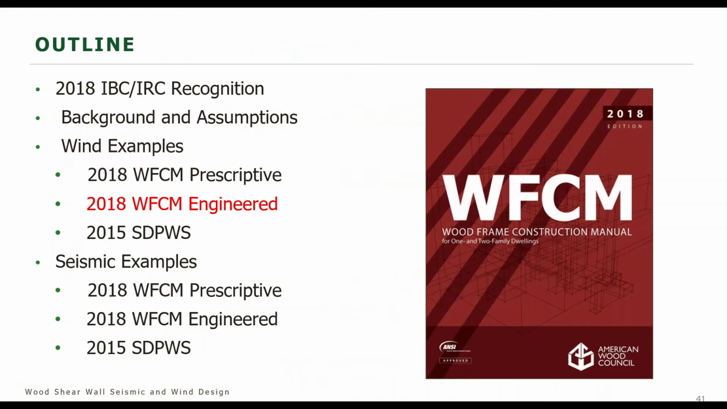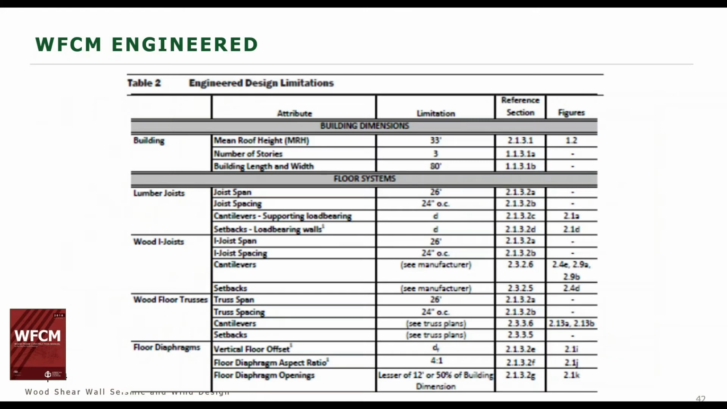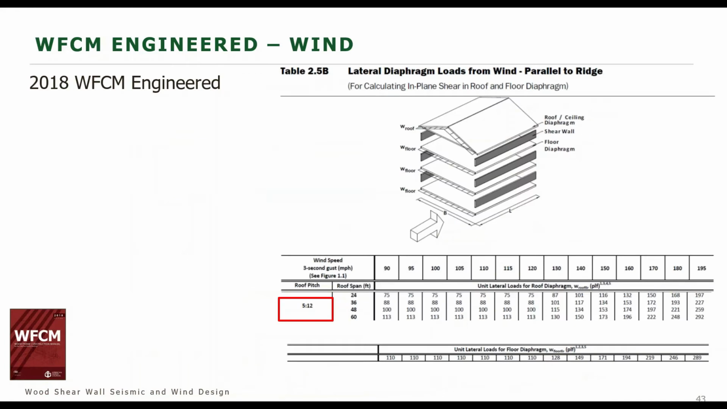So if you went into chapter 2, the WFCM engineered approach, we'll see a similar table up front that shows the engineered design structure limitations. One thing that I mentioned earlier is that if you're in an exposure D category for wind, you can use chapter 2 for that. If we start in table 2.5B, this will help us determine the loads on the structure.